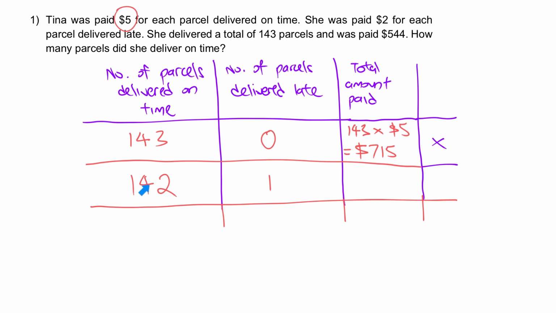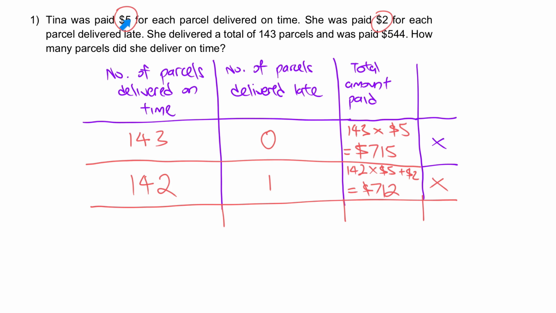So for this case, 142 and 1 delivered late. The amount paid will be 142 times $5 plus the 1 parcel that was delivered late. And the amount will be 712, which again is wrong. As of this moment, you can see the pattern emerging. Each time you decrease this number by 1 and increase this number by 1, it dropped by $3.